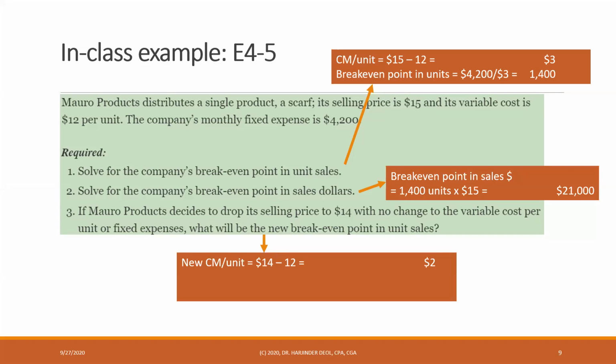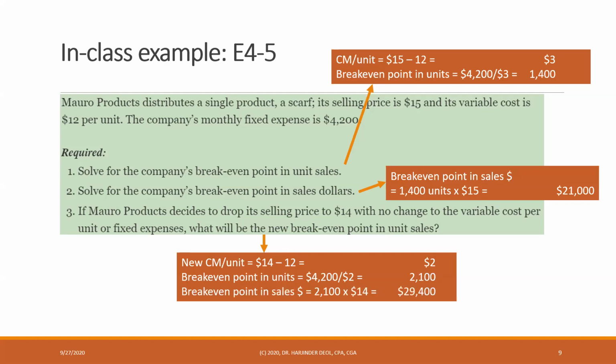So because we have our contribution margin that is lower, we will have to sell higher number of units to cover our fixed cost. So your break-even point in units here will be the fixed cost of $4,200. Divide that by $2 per unit. So in this case, we will have to sell 2,100 scarves.